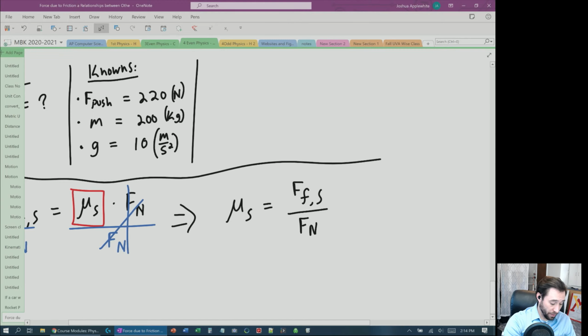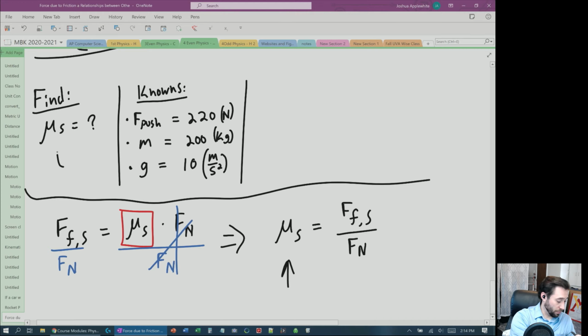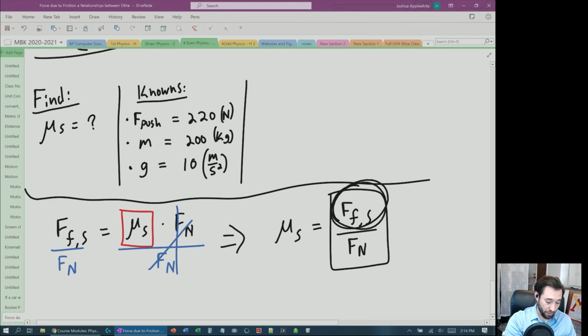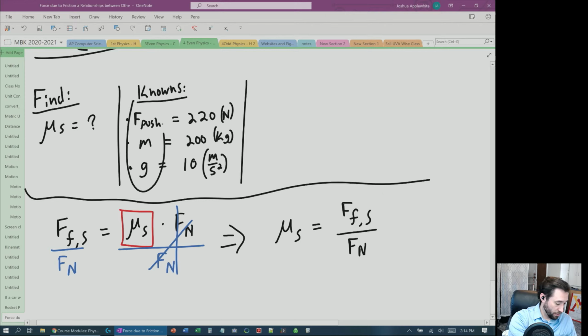So my first goal is to get the variable that I want on the left side. This is what I want, and it is on the left side, so I get a check mark. That's good. Now, let's see if I can plug anything in. Do I know the force due to static friction? Is that given? I'll look over here at my knowns. No, it is not, so I can't use that. Am I given the normal force?